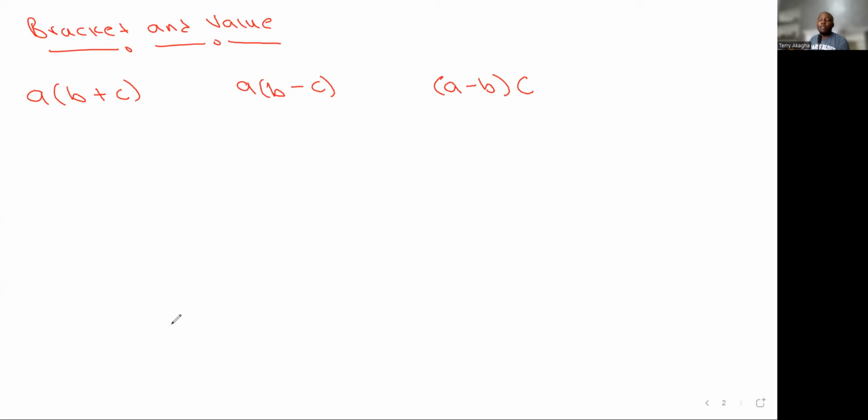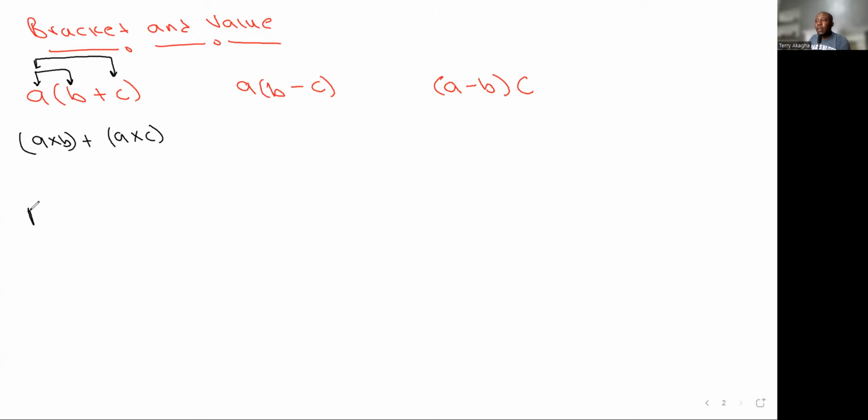The rule is that you have to multiply the outside element, or the constant or the value, with all the elements in the bracket. In this case, it will be A multiplied by B and also A multiplied by C. So it's going to be A multiplied by B plus A multiplied by C. Basically, the element outside will multiply all the elements inside, and all the rules of the signs we talked about in the previous video will apply.